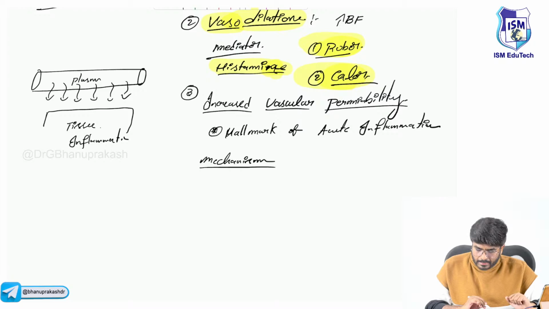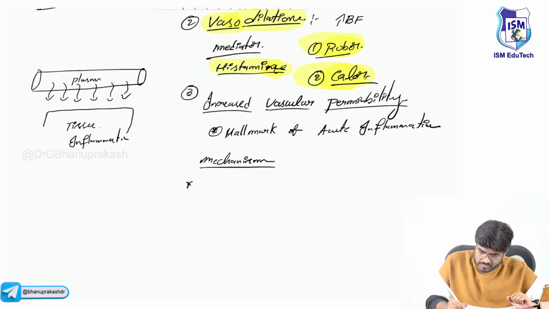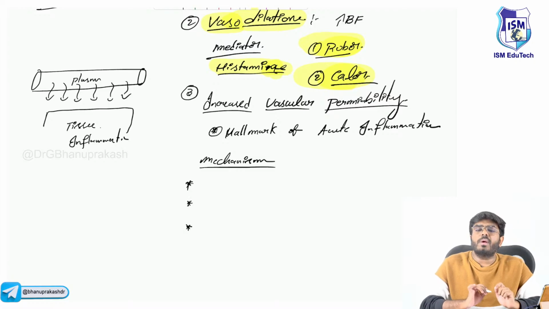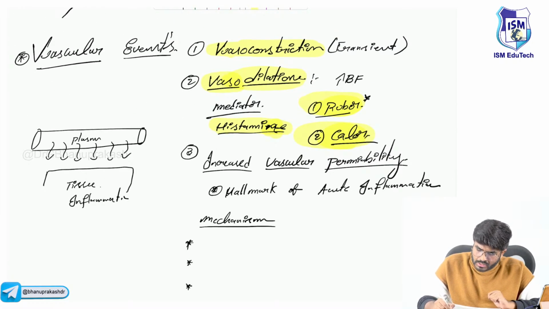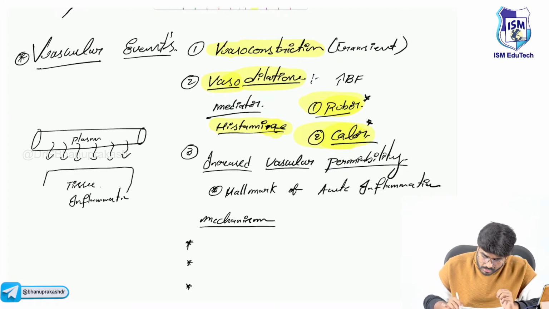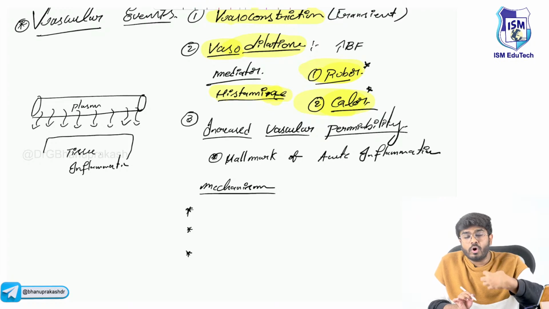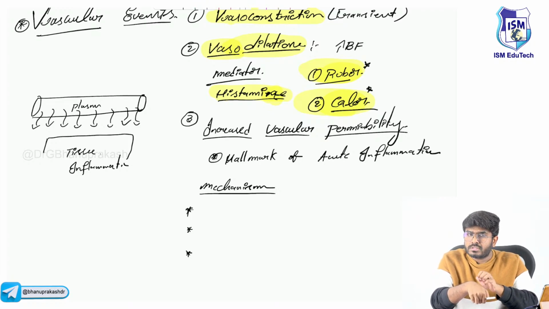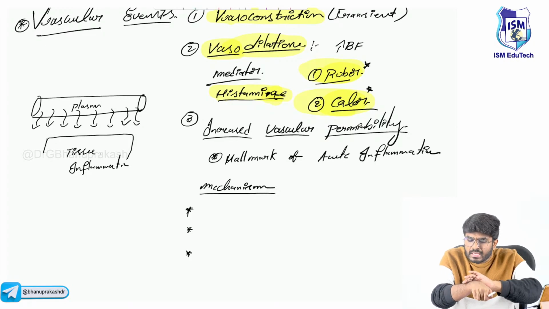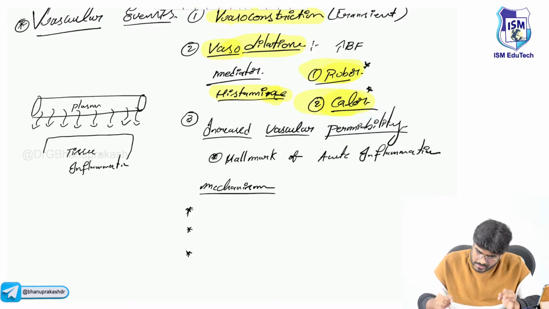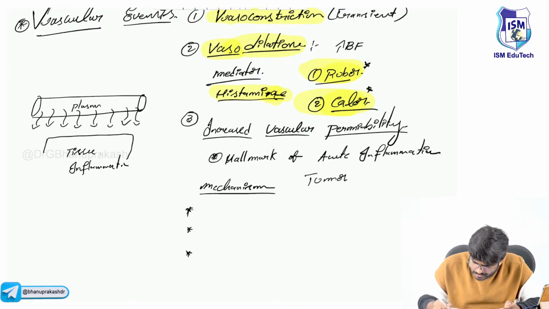Before telling you the mechanisms, I just want to add one more point here. Rubor and calor are because of what? Are they because of vasoconstriction or vasodilation? They are because of vasodilation. More blood is coming. Now, because of the increased vascular permeability, more fluid, more plasma is coming into the inflamed area. When more plasma is leaking into the tissues, that tissue will become swollen. So because of this increase in vascular permeability, which cardinal sign is seen? It is tumor. So tumor is due to increased vascular permeability.